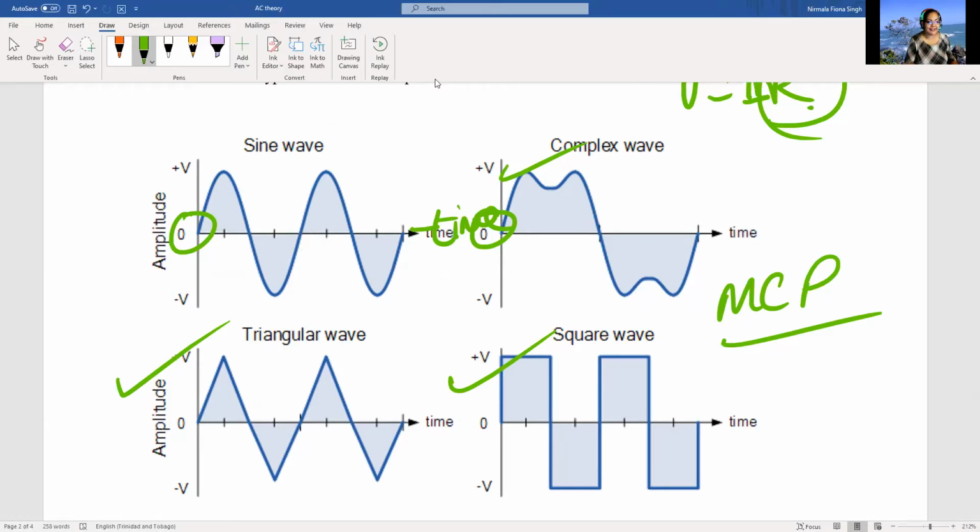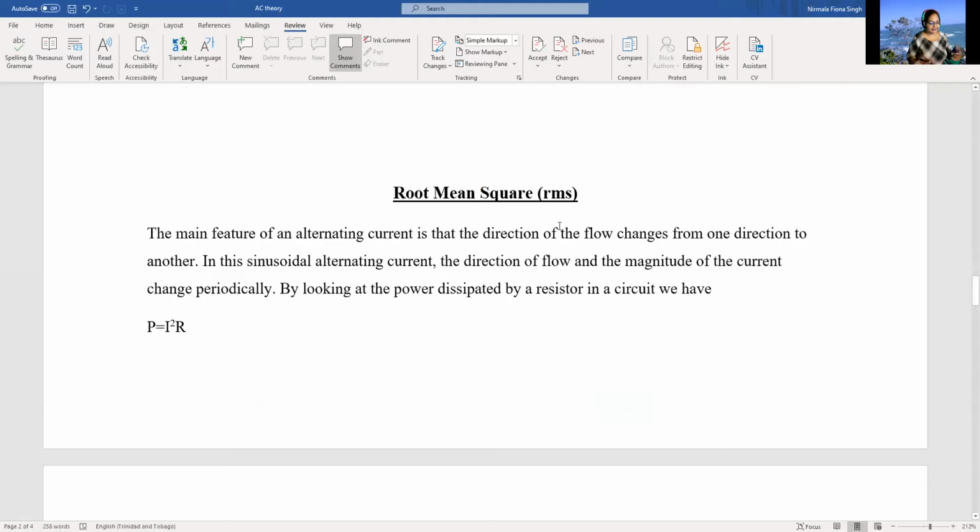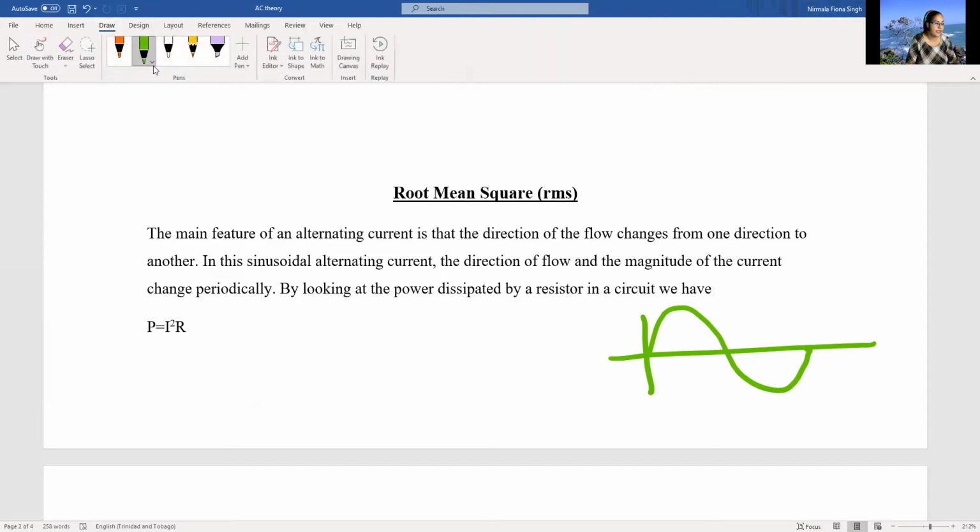And we did do this last year anyway, right? Remember I said we're going to be repeating this in upper six, and here we are, just briefly, because we've done it already. So root mean squared, this is where it gets different. The main feature of an alternating current is that the direction of the flow changes from one direction to another, which is true. In one full wave, there is no time in that full wave when my current and time are replicated. It's always constantly changing as it moves along.